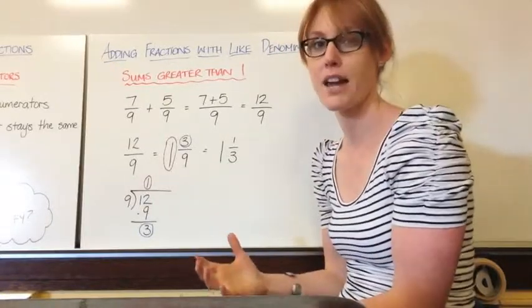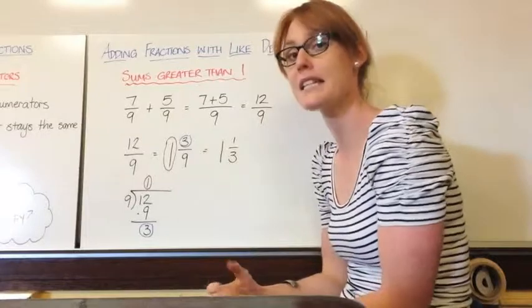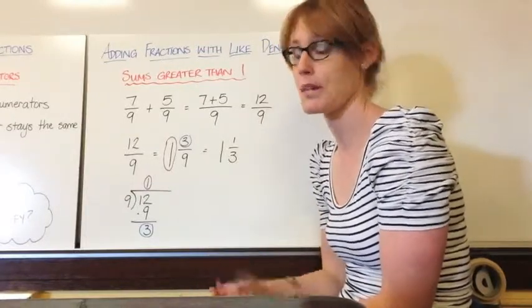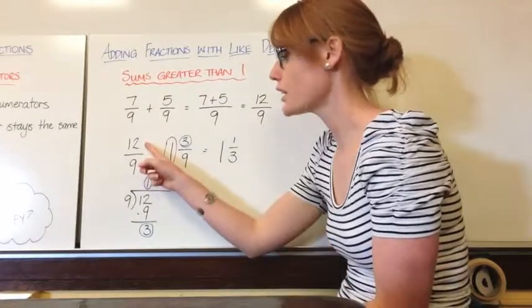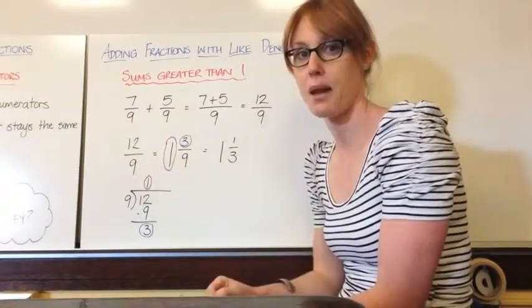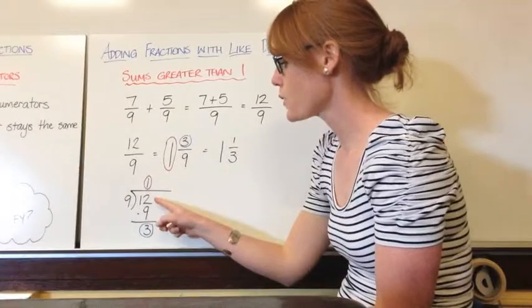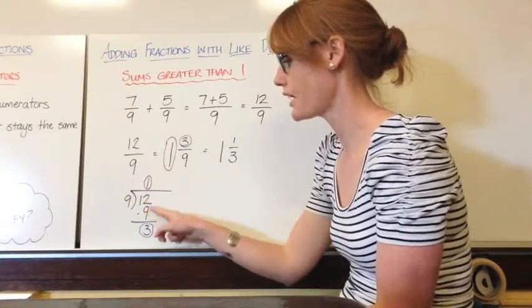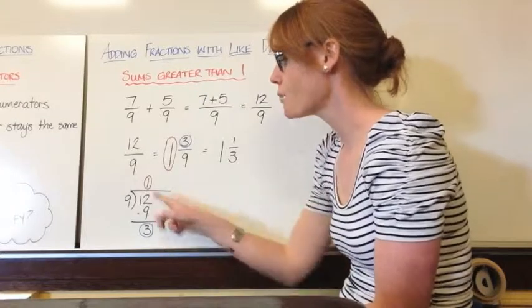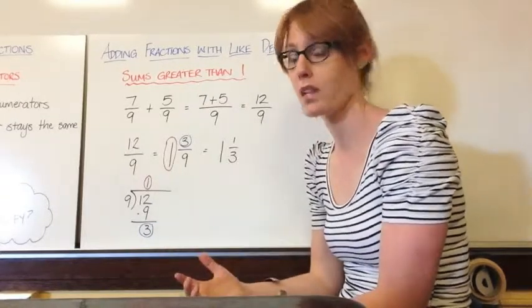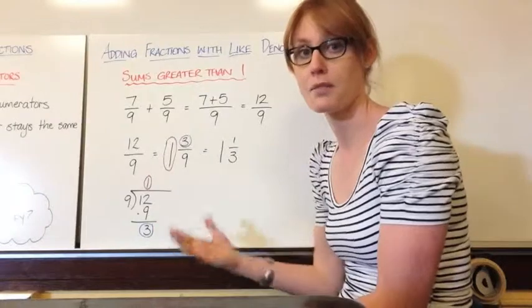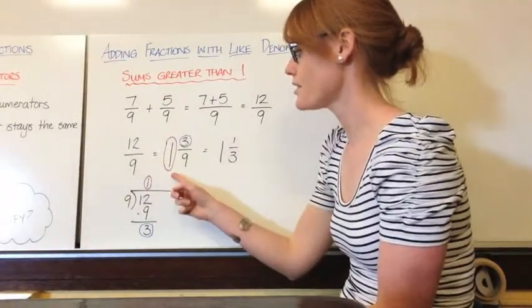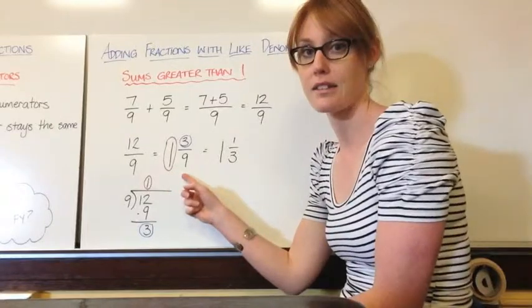So how do I simplify in this situation? Well, I need to think about how I change an improper fraction into a mixed number. So I look at it as 12 divided by 9. So 12 divided by 9, 9 goes into 12 once. 1 times 9 is 9, 12 take 9 is 3. My quotient becomes my whole number, my remainder becomes my new numerator. So 12 over 9 is equal to 1 3/9.